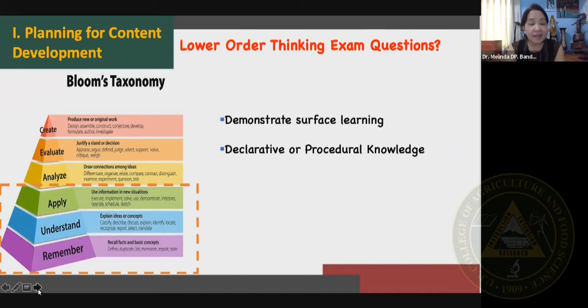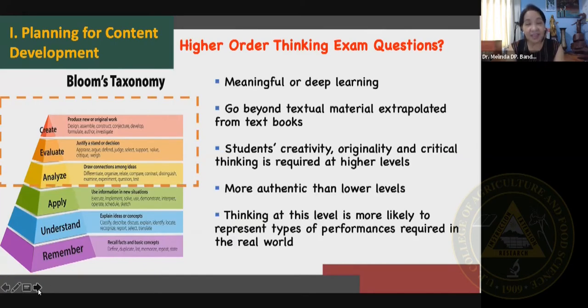Or are they at the higher order thinking? Meaningful or deep learning, go beyond textual material, extrapolated from textbooks, students' creativity, originality, and critical thinking. They are required at this level, more authentic, and represent types of performances required in the real world. So, yun naman yung tatlong nasa itaas. So, analyze, evaluate, and create.